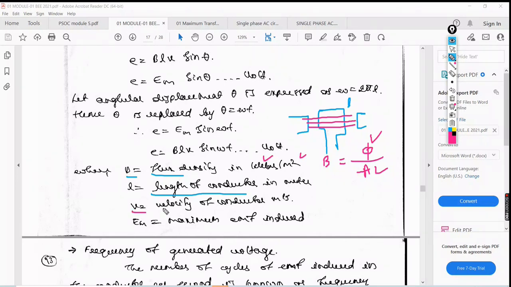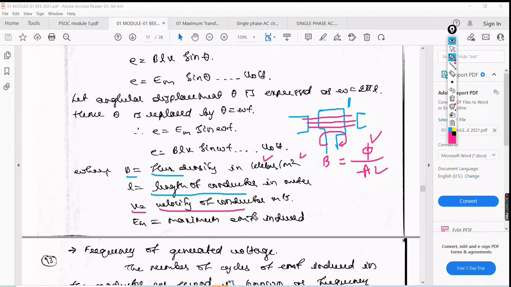V is the velocity of the conductor, because this conductor is rotating at some speed. That can be represented in meter per second. Em is the maximum EMF which is induced in the conductor. This will be caused because of the flux linkage with respect to the conductor.